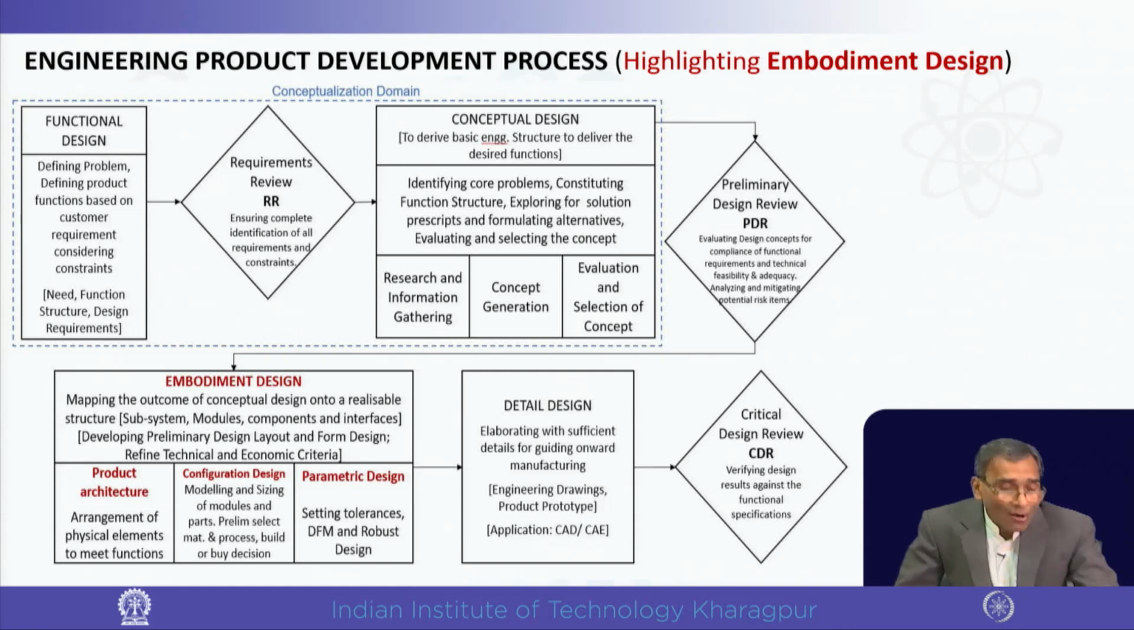Then our focus in today's session is the next part, which is written in maroon font, which is embodiment design. Below that you can see there are three words in red in three compartments: product architecture, configuration design, and parametric design. This block is of interest for today's session.